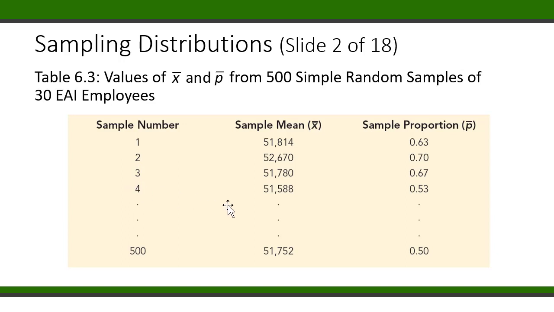So let's say we went through the process that I showed earlier, and we did 500 simple random samples of 30 EAI employees. We'd have a sample mean for each one of those random samples and a sample proportion for each one. Then we would get the grand mean and the grand proportion, that's what I would call it, for the overall. And we could then plot this as well to see what the distribution is.